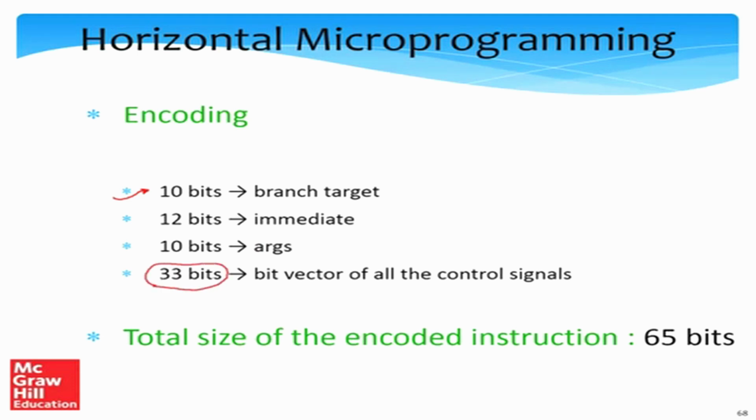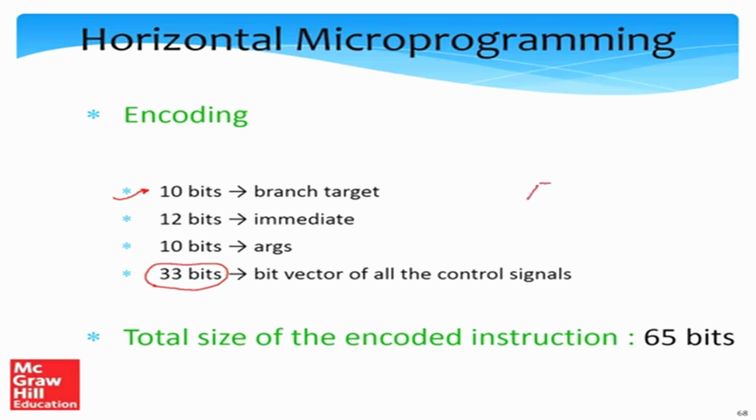Where does 33 come from? Well, readers need to go to the book, so a breakup is given. But the long and short of it is that we are getting rid of the decode stage completely, because the decoded information will be part of the instruction's encoding. So we don't need a separate decode stage.